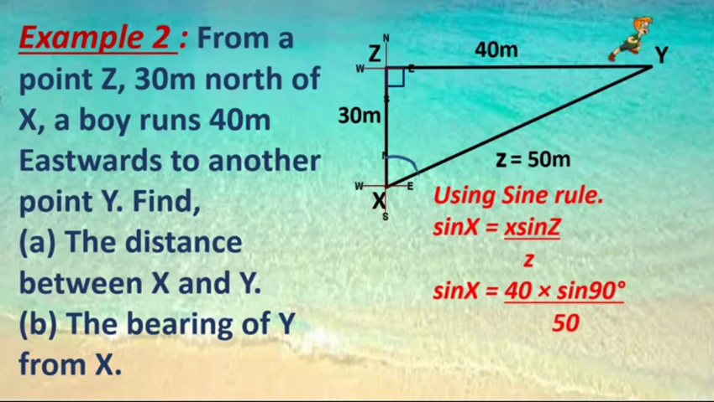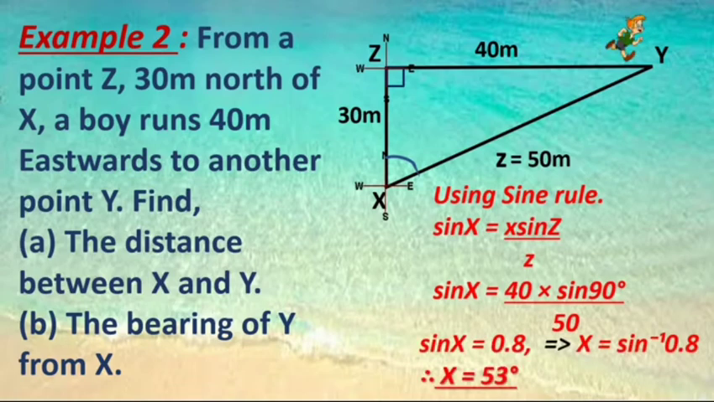Sine z over z equals sine x over x. If I substitute that properly, I should have my angle as 53 degrees. So we can safely say that the bearing of y from x is 053 degrees. Now the bearing is always written in 3 digits, which is the proper notation of true bearing.